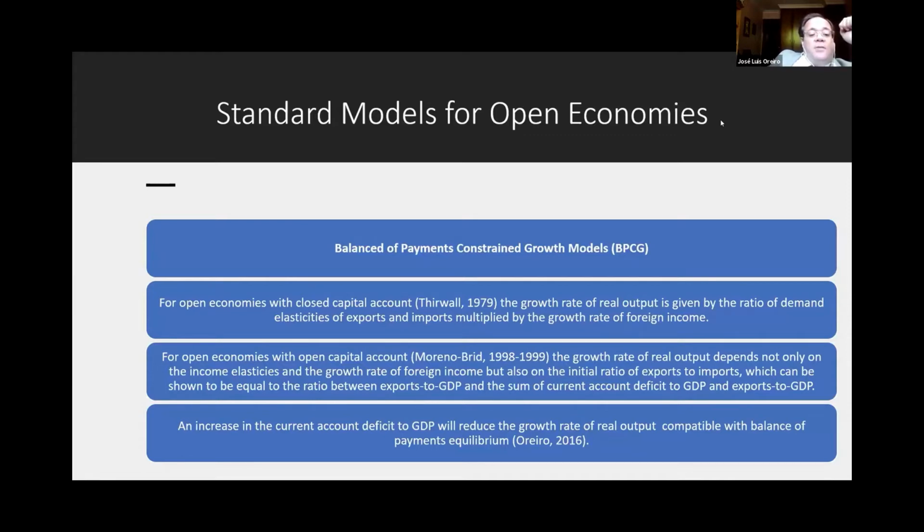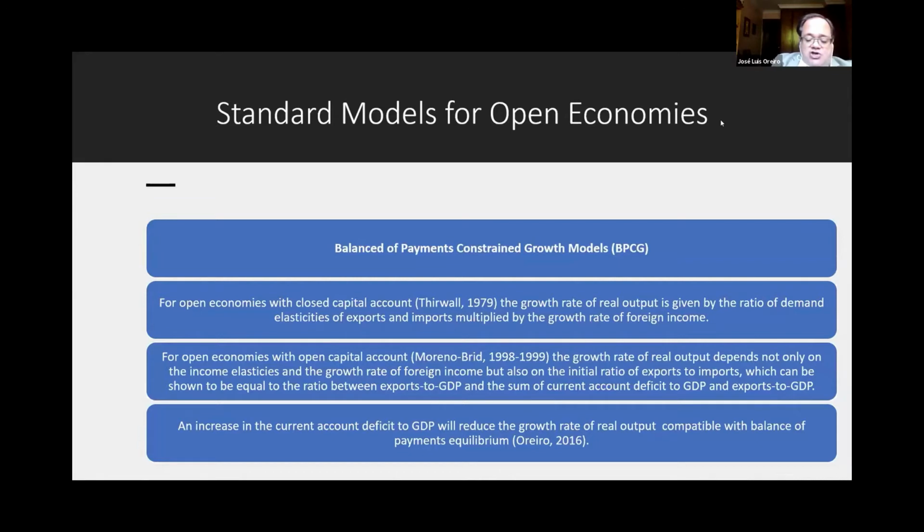For open economy with open capital accounts, for instance, in the paper of Moreno-Brid, published in the Journal of Post Keynesian Economics in 1998-1999, the growth rate of real output depends not only on the income elasticities and the growth rate of foreign income, but also on the initial ratio of exports to imports, which can be shown to be equal to the ratio between exports to GDP and the sum of current account deficit to GDP and exports to GDP. And in this case, an increase in the current account deficit to GDP will reduce the growth rate of real output compatible with balance of payments equilibrium.